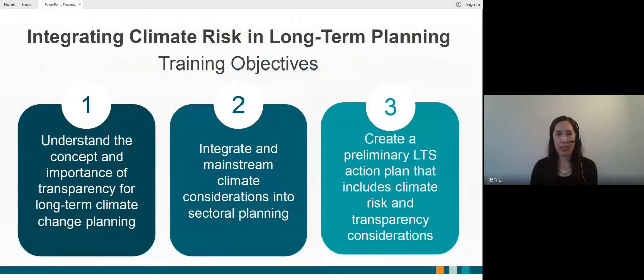This specific training, Integrating Climate Risk into Long-Term Planning, we hope for you to walk away with three main things from it. First and foremost, we hope that you understand the concept and importance of transparency for long-term climate change planning. We hope that you walk away with an understanding of how to integrate and mainstream climate considerations into both sectoral and economy-wide planning processes. And by the end, that you have created a preliminary LTS action plan that also includes climate risk considerations and transparency.